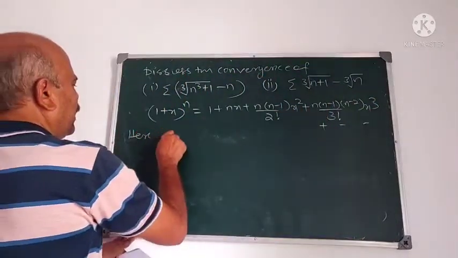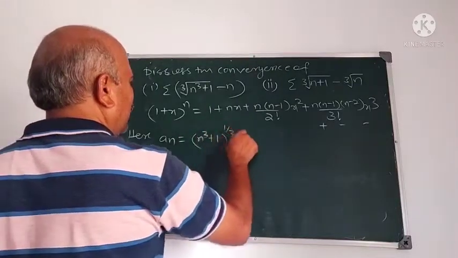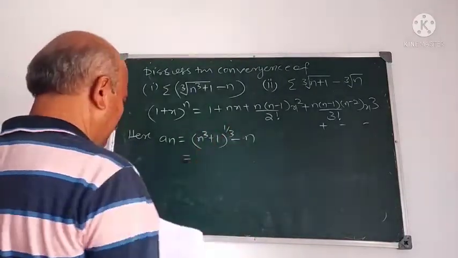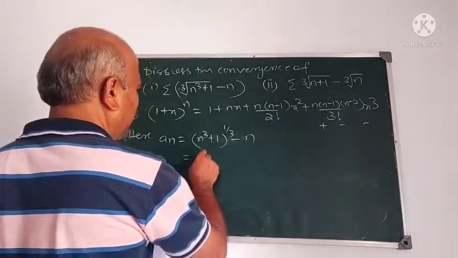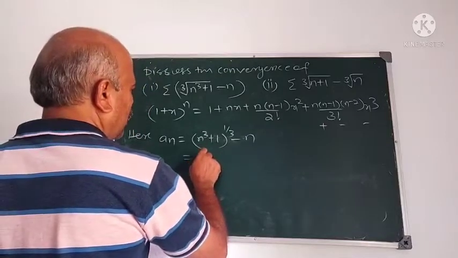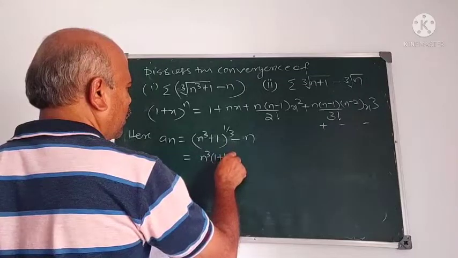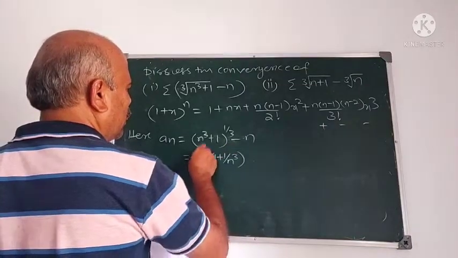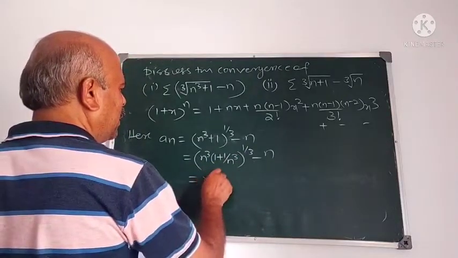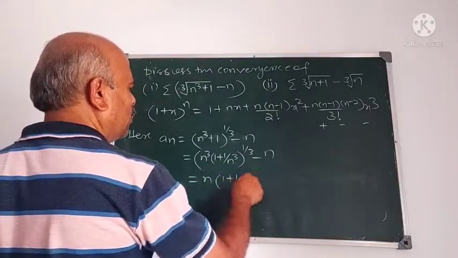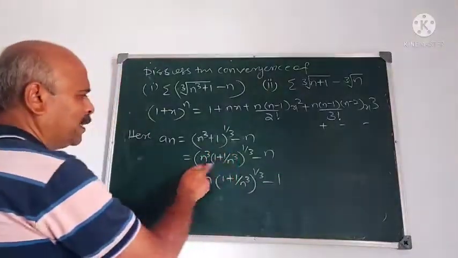Here an is n cube plus 1 raised to 1 by 3 minus n. We write this as n cube into 1 plus 1 upon n cube, raised to 1 by 3, minus n. So it is n into 1 plus 1 upon n cube raised to 1 by 3, minus 1. I think you followed this one, by taking n cube common.